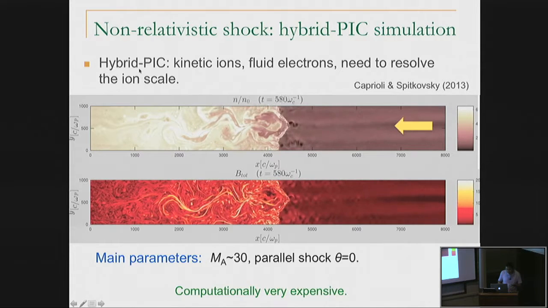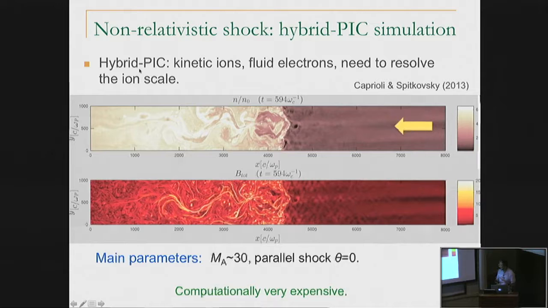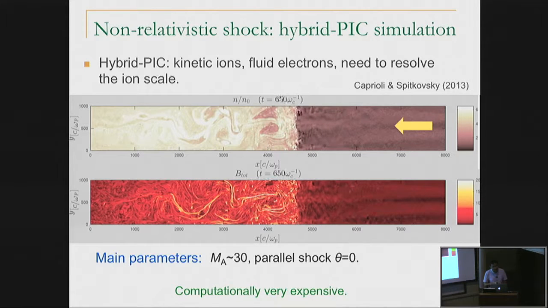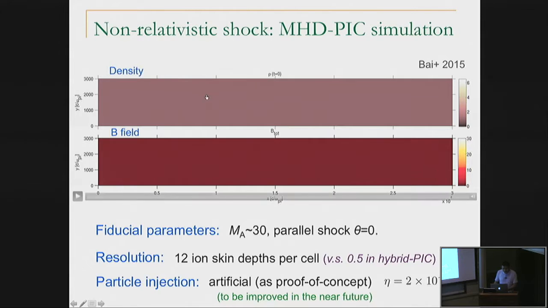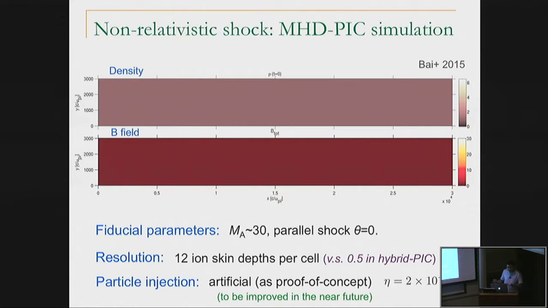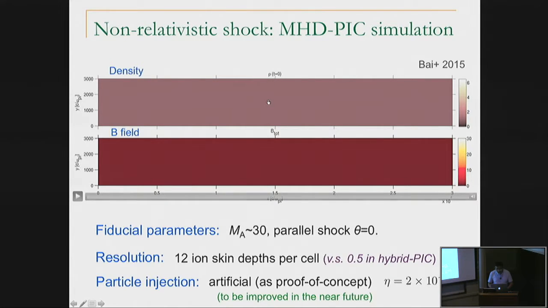But this kind of simulation, they run this with 500 cores, and they run it for a month or so. MHD-PIC method, same parameter, and we also make the color scheme the same, just for comparison. And the resolution, just to compare, we use about 12 ion skin depths per cell versus you have to do 0.5 with hybrid. And you can see that overall the results are very similar.